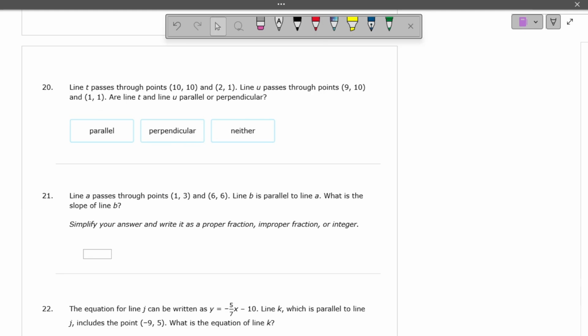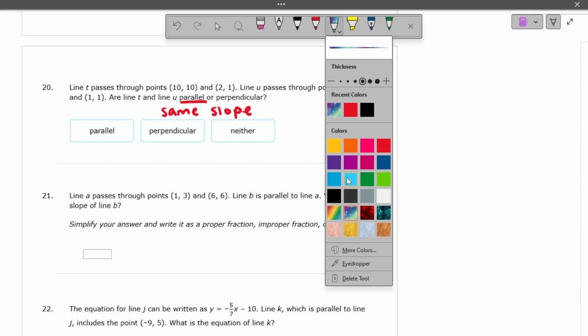All right, moving on to 20. If line T passes through points 10, 10 and 2, 1, and line U passes through points 9, 10 and 1, 1, are line T and line U parallel or perpendicular, or it gives us a neither option. So first, let's remind ourselves what parallel and perpendicular line means. If a line is parallel, that means we have the same slope. That's what parallel would mean.